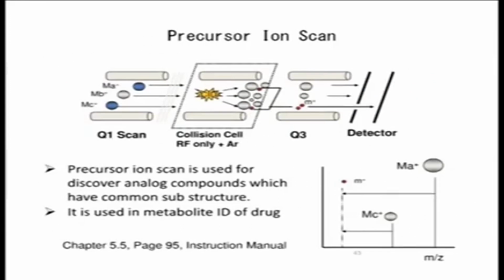That gives good information about your compound of interest, and this is a very good qualitative tool. Then the precursor ion scan. In the precursor ion scan, your Q1 is in scan mode and Q3 is in SIM mode. That is the opposite of the product ion scan. You look for a group of compounds that have a common functional group, a common precursor. For such screening purposes, you use the precursor ion scan.